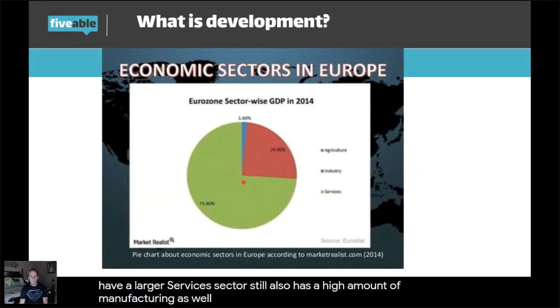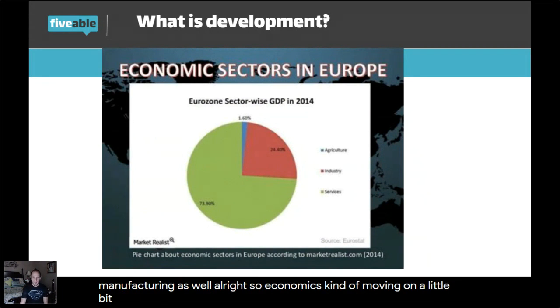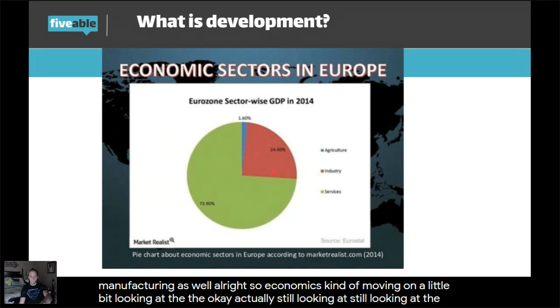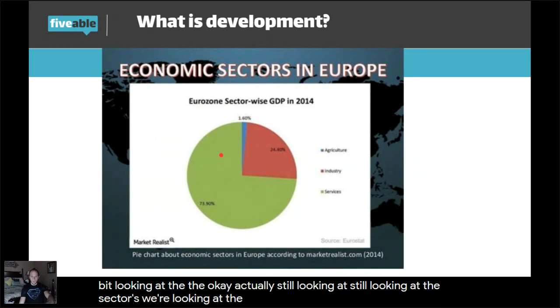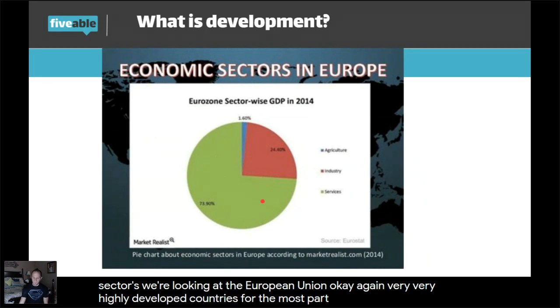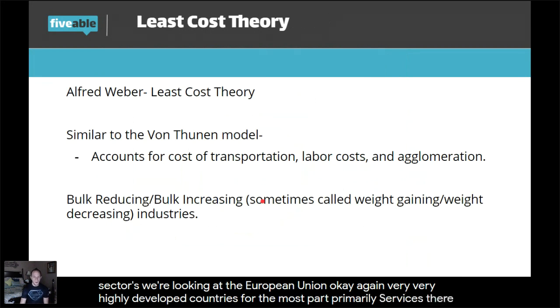All right, so economics kind of moving on a little bit, still looking at the sectors. We're looking at the European Union. Again, very, very highly developed countries for the most part, primarily services, very low agriculture, like the United States.